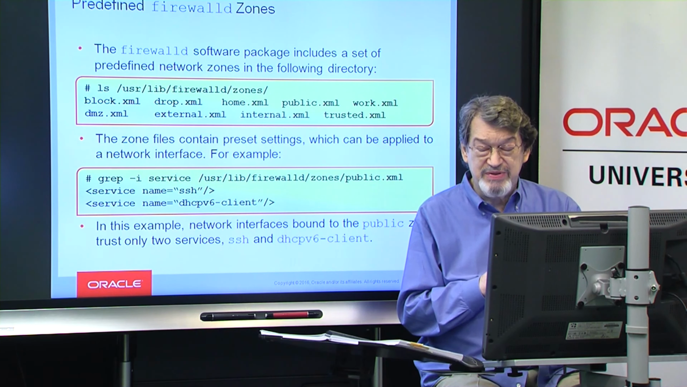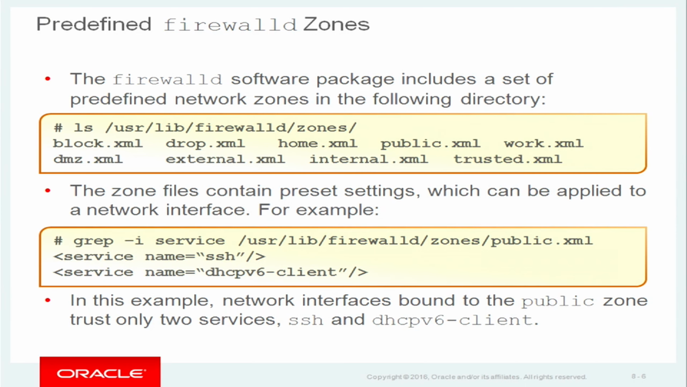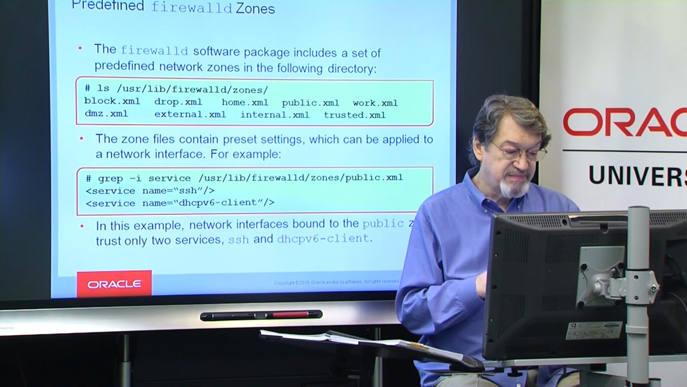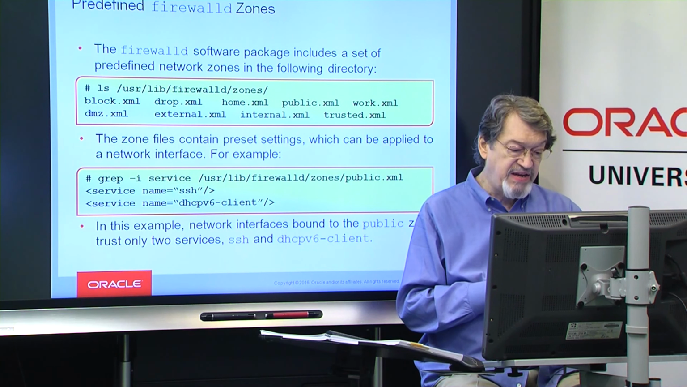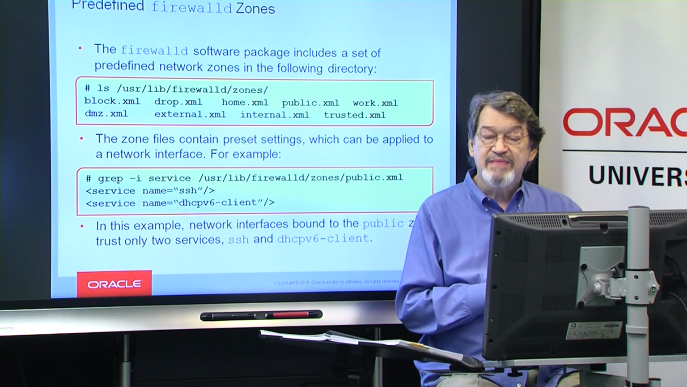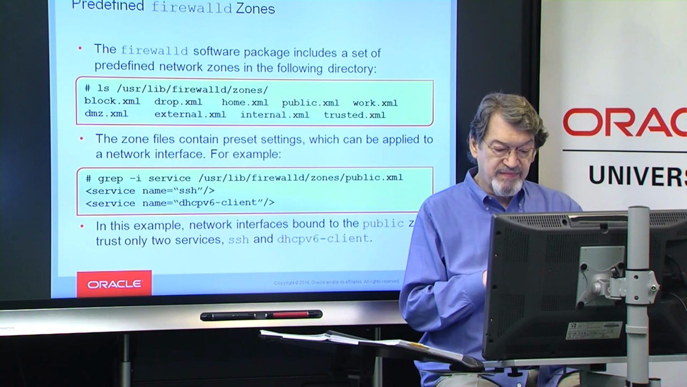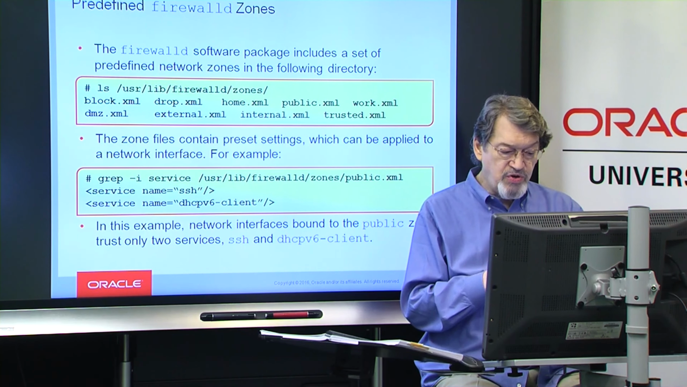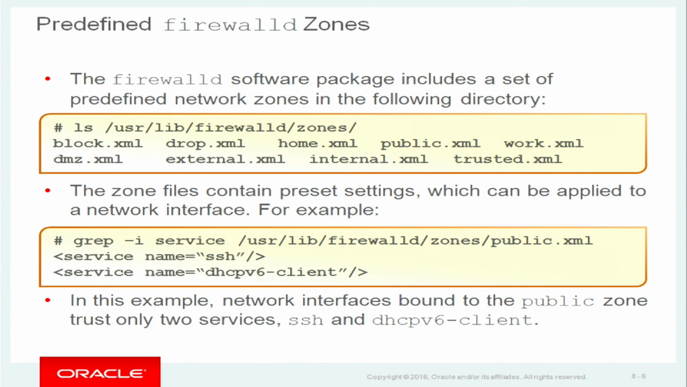Here, we've taken grep. We want to ignore case. And we want to get the services that are in public.xml. And so we have SSH and DHCPv6 client. And there can be other services. And so you get to pick and choose what services are in what zone, and you then get to pick the default zone.